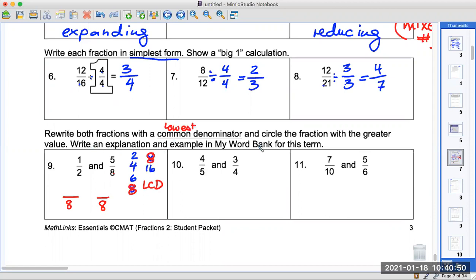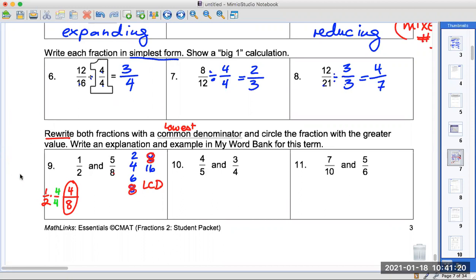Okay. And then we need to rewrite the fraction. Okay, so this is tricky too. If I want to go from 1/2 to 8, what am I multiplying with? What's my big one? It's 4, right? 2 times 4 is 8. 1 times 4 is 4. So I have 4/8.